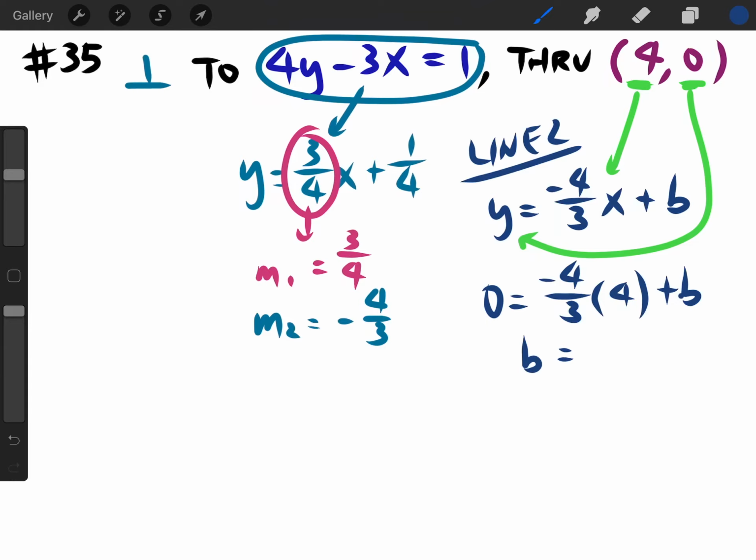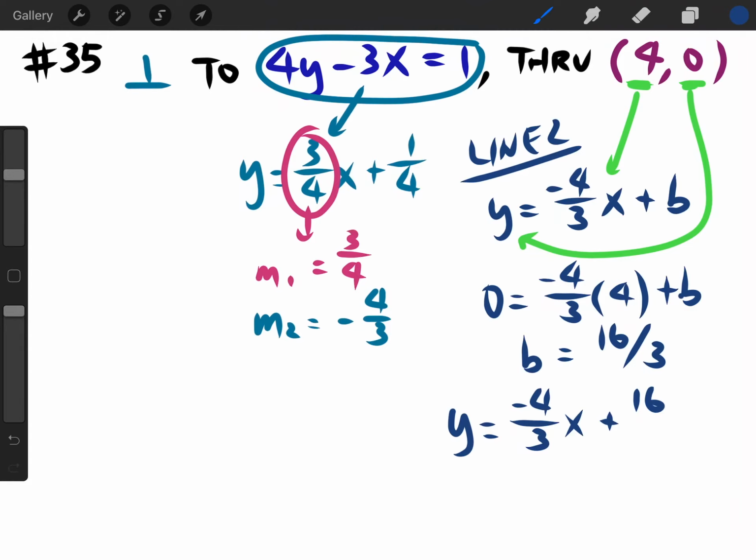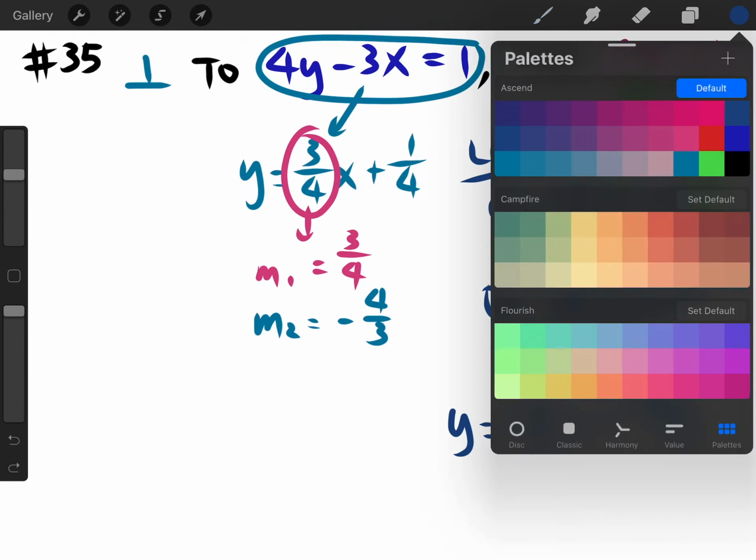You guys need to do it yourselves. Okay, so b is equal to 16/3. I actually did this on the side. Every question you guys are doing, I'm doing it too. So don't complain.